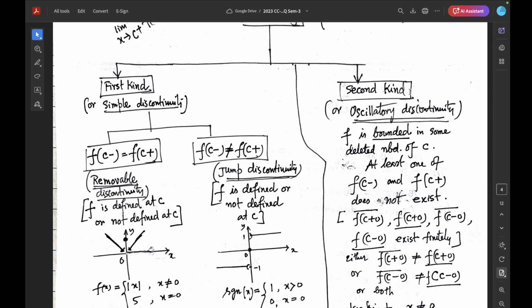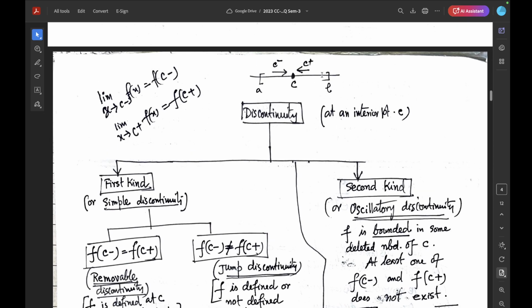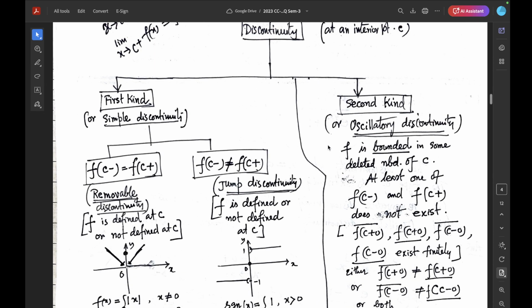Next, second kind discontinuity or oscillatory discontinuity. F must be a bounded function in some deleted neighborhood of C. Deleted neighborhood of C means we delete the point C from the open interval C minus delta, C plus delta, for some positive delta. At least one of the left hand limit and right hand limit does not exist.